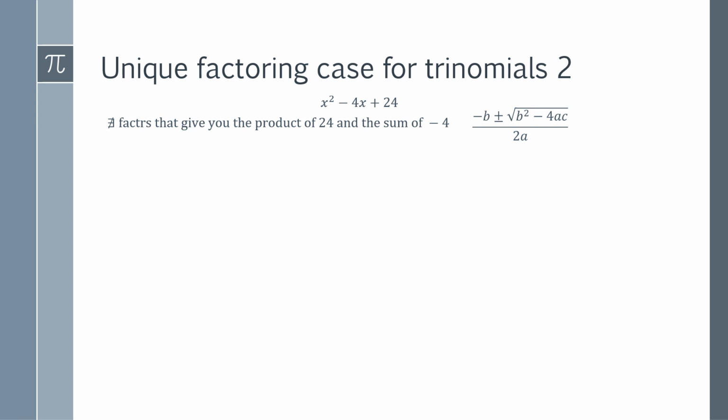X equals the opposite of b plus or minus the square root of b squared minus 4ac, all over 2a.